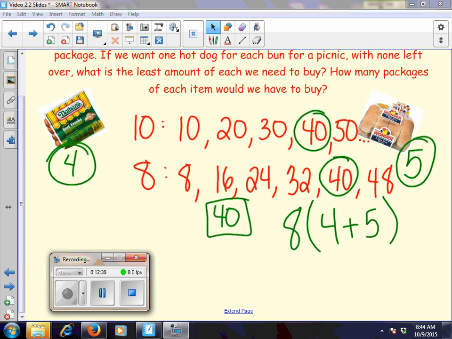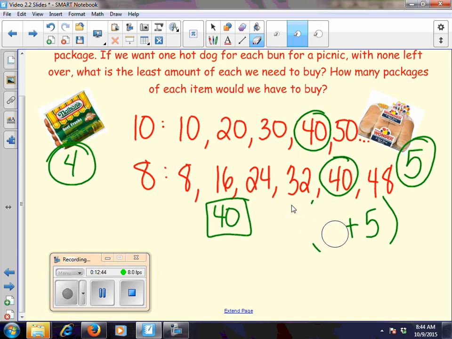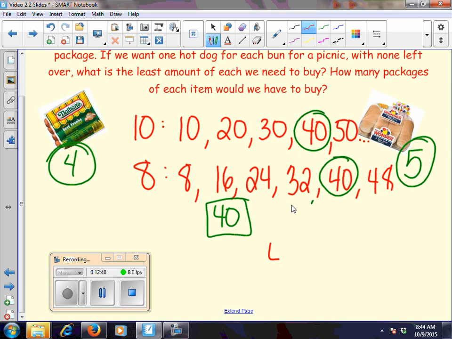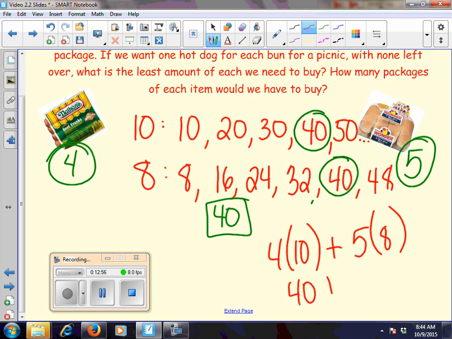So, Miss Abbott, I don't think it's 8 packages of 4 plus 5. I actually think that we're buying 4 packages of 10 plus 5 packages of 8, which gives us our 40 hot dogs plus our 40 buns. Oh, right, Mrs. Highland. Well done for correcting me.